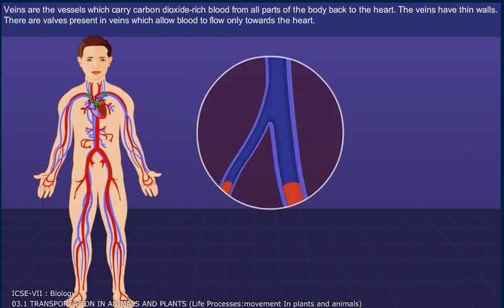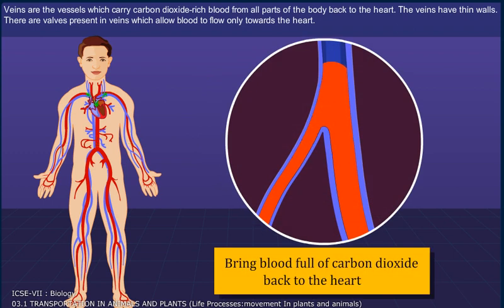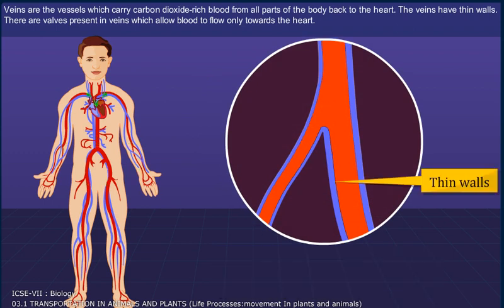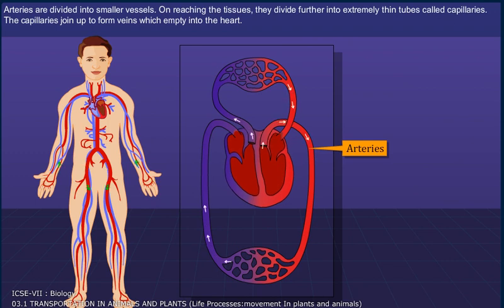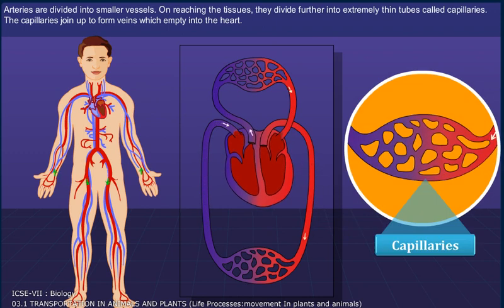Veins are the vessels which carry carbon dioxide-rich blood from all the parts of the body back to the heart. The veins have thin walls. There are valves present in veins which allow blood to flow only towards the heart. Arteries are divided into smaller vessels. On reaching the tissues, they divide further into extremely thin tubes called capillaries. The capillaries join up to form veins which empty into the heart.